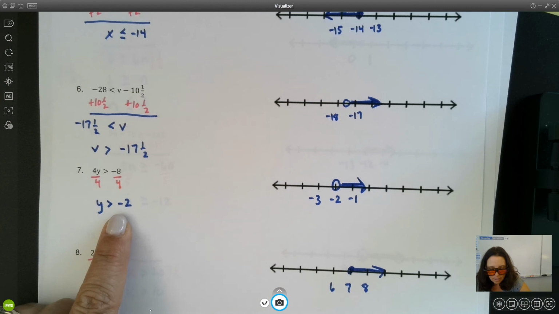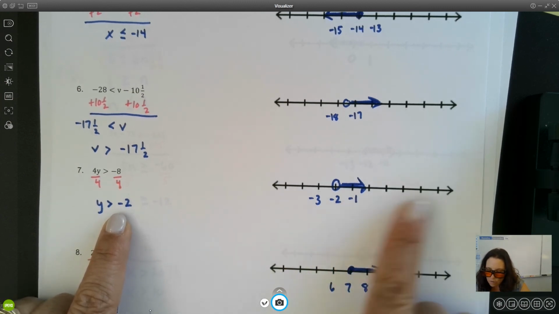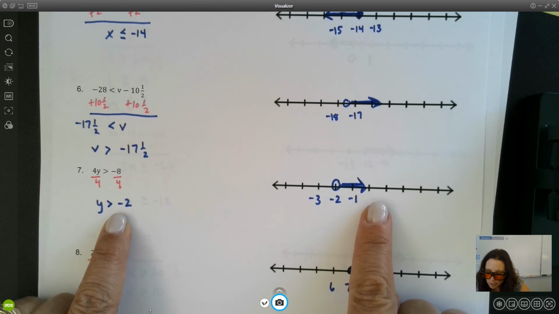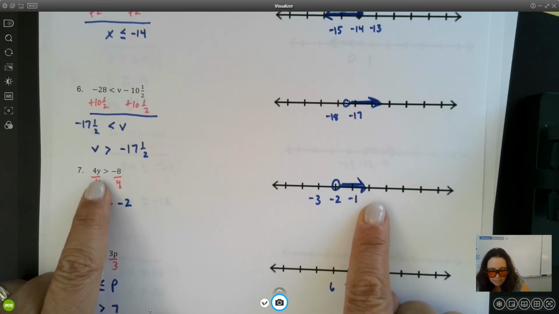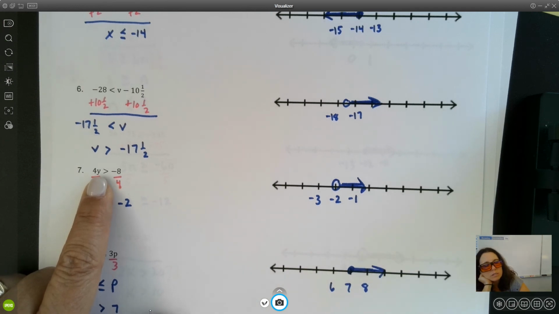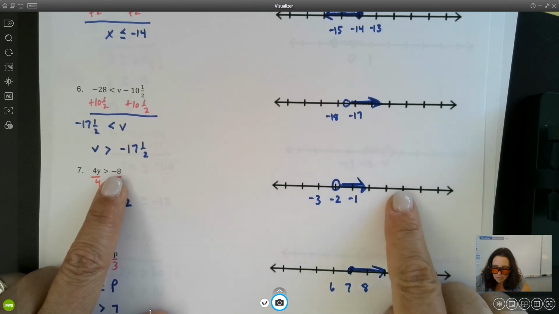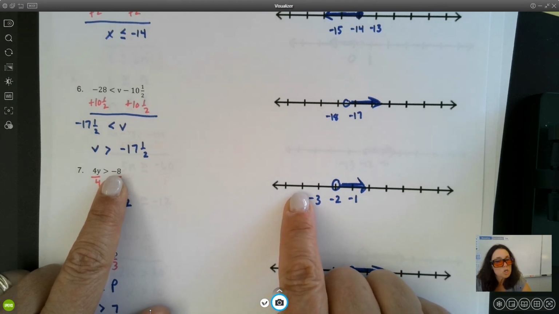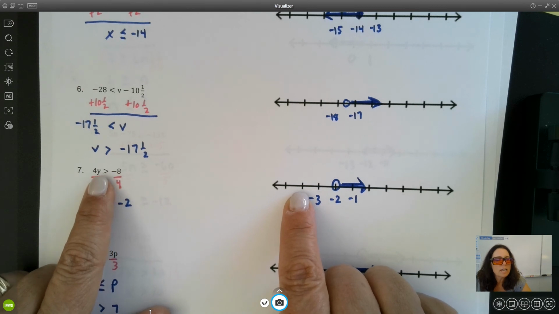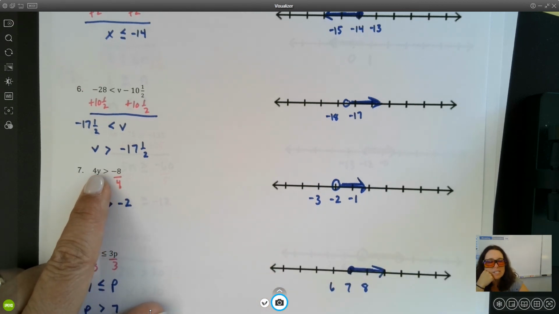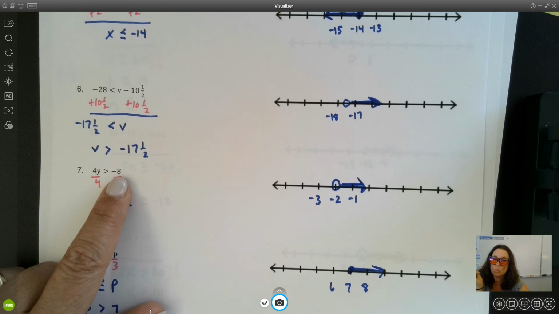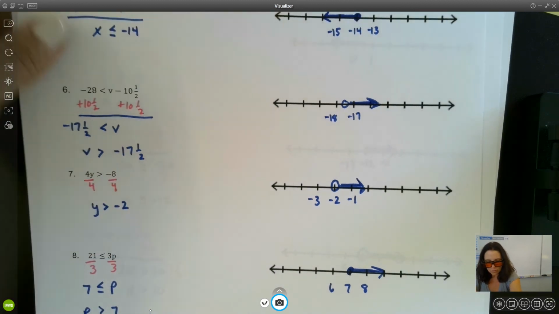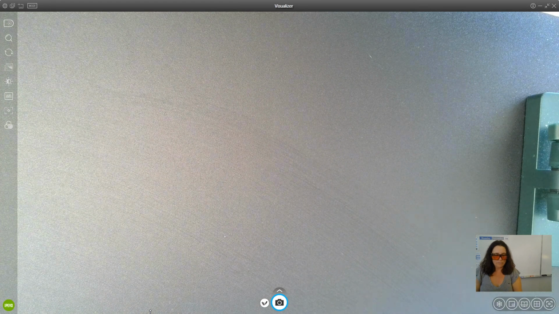Let's jump to this one. This picture says anything over here should work. Do you realize that 0 is right in here? Let's throw a 0 in here. 4 times 0 is 0. Is 0 bigger than negative 8? Yes, it is. That worked. Let's do something over here like a negative 4. Negative 4 shouldn't work. It's not shaded. If we check a negative 4, that would be negative 16. Is negative 16 bigger than negative 8? No, it's way smaller.